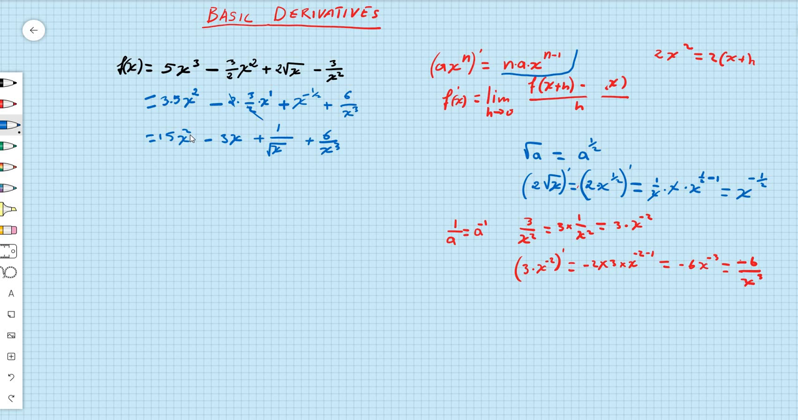So alright, if you want to see how to use the definition formula, which is here, with using limits, check out my next video, and I will work on that for you.